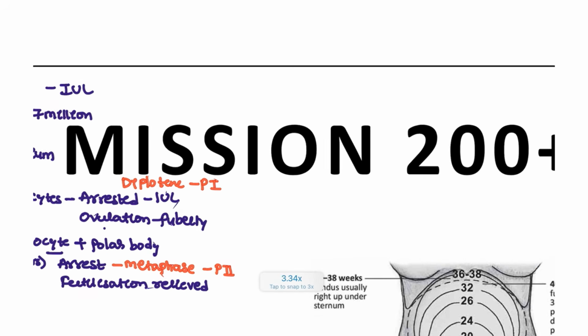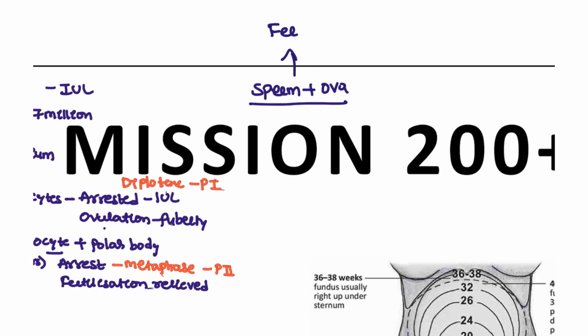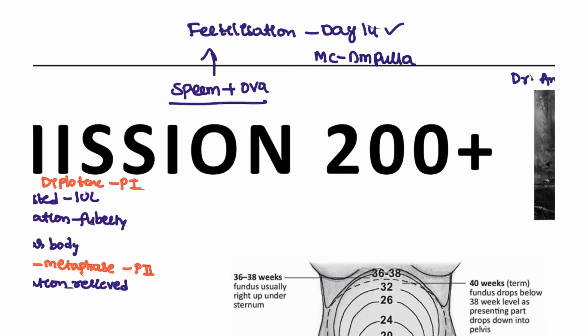Next, when both the sperm and the ova meet, this is the event where we have fertilization. And what is the date of the fertilization? Exactly on day 14, the fertilization takes place. And what is the most common location? The most common location is the ampulla of the fallopian tube.